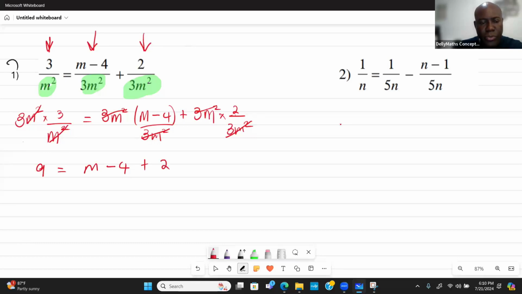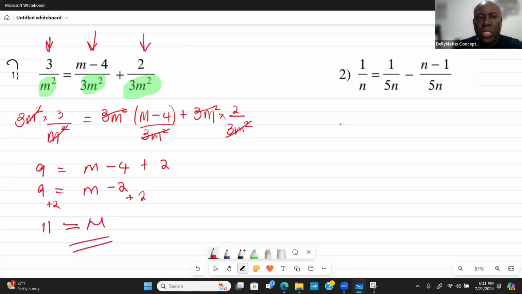So now let's just work this out. Let's rewrite: 9 is equal to m minus 4 plus 2, and this is basically m minus 2. In an effort to have the m by itself, I'm going to add 2 to both sides so that negative 2 plus 2 becomes a 0. That's what we call a zero pair. On my left side, I add 2, so I have 11. So m is actually equal to 11.